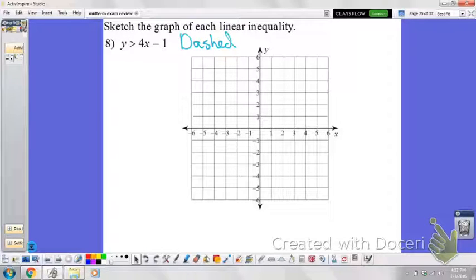My starting point is -1, so I will go down to -1. My slope is +4, so I'm going to rise 4, run 1. Or I can fall 4, or go down 4 and to the left 1. Go ahead, draw my dashed line.